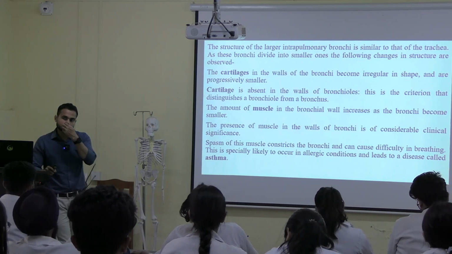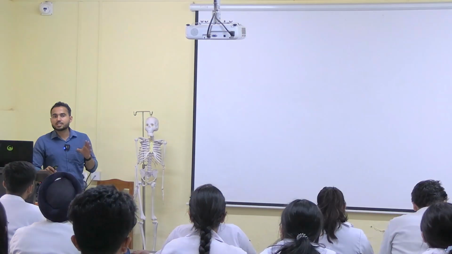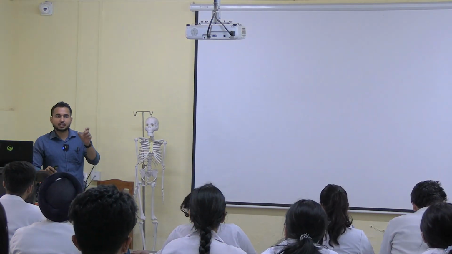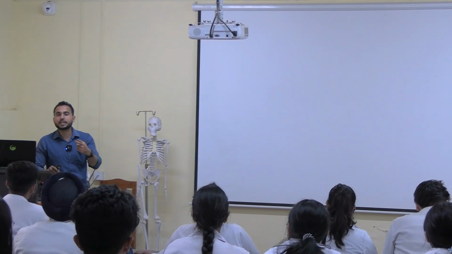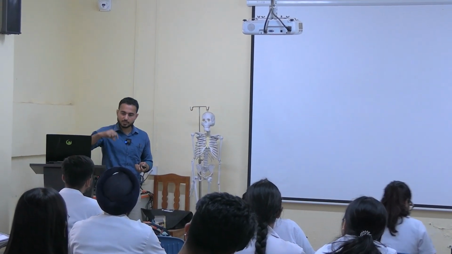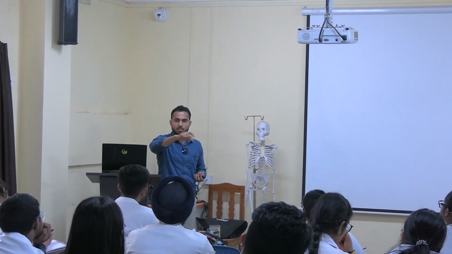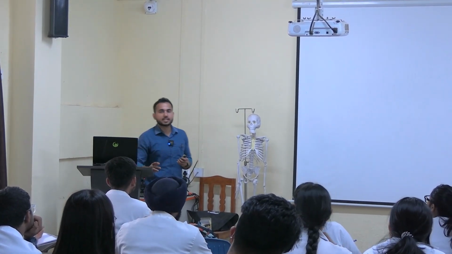Okay. Now in the trachea it is C-shaped, but once you go into the intrapulmonary bronchus, the tracheal rings are not continuous. It is in the form of broken plates. It does not remain continuous. It is in the form of broken plates, meaning cartilage, cartilage, cartilage like this. Not continuous.